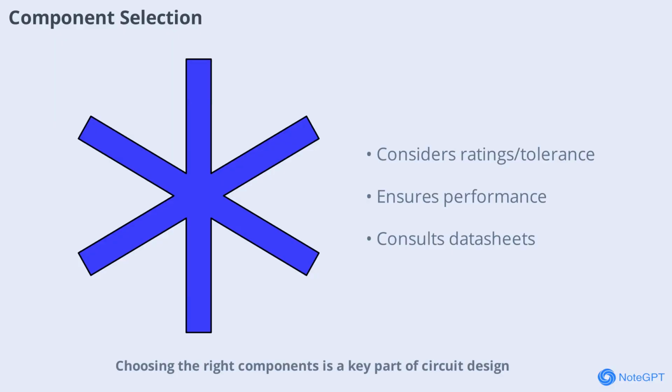Choosing the right components is a key part of circuit design. Factors like voltage ratings, power handling, and tolerance must be considered. Selecting quality components ensures the circuit will perform as expected and have a long lifespan. Designers often consult datasheets and manufacturer recommendations during this process.